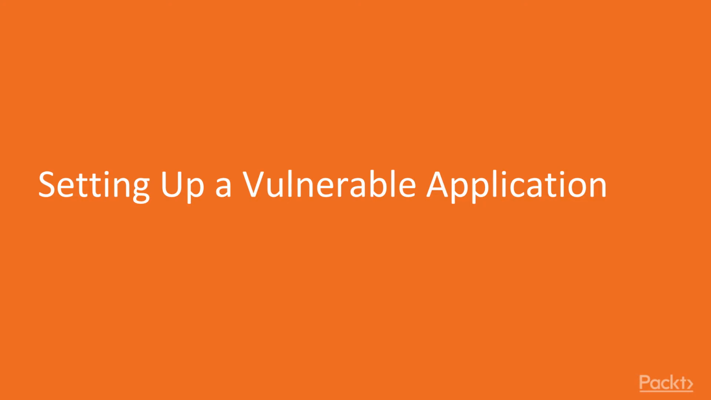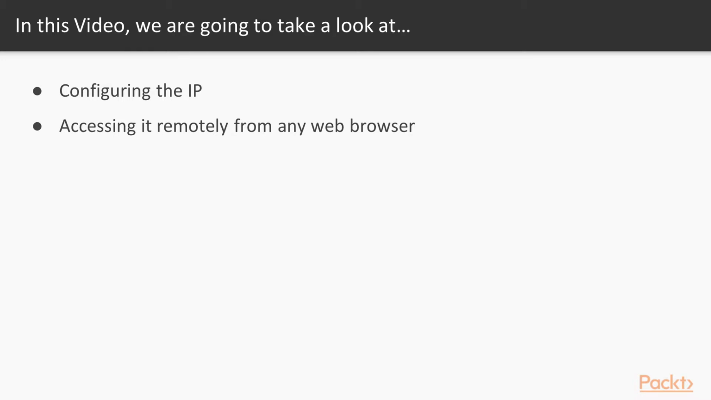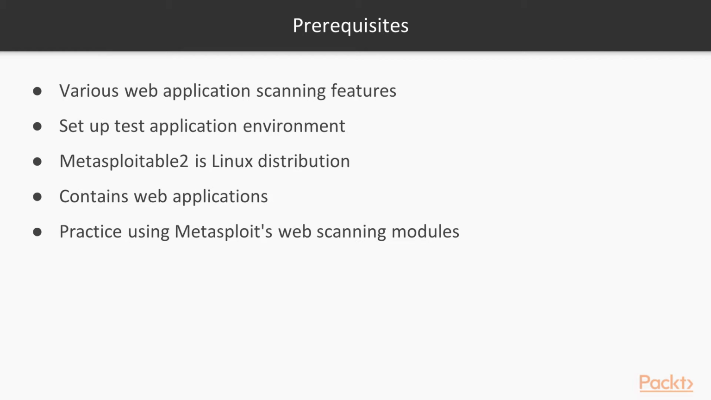Now we move on to the first video of this section, setting up a vulnerable application. In this video, we will configure the IP and access it remotely from any web browser. Before we start exploring various web application scanning features offered by the Metasploit framework, we need to set up a test application environment in which we can fire our tests.